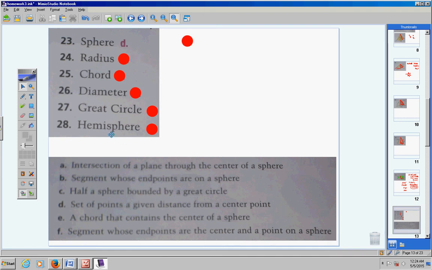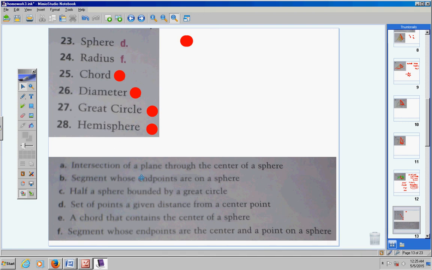A segment, let's see. Here we go, letter F. Segment whose endpoints are the center and a point on the sphere. That would definitely be the radius. If you have a segment who has an endpoint at the center of the sphere, and an endpoint on the sphere, that would be the radius.